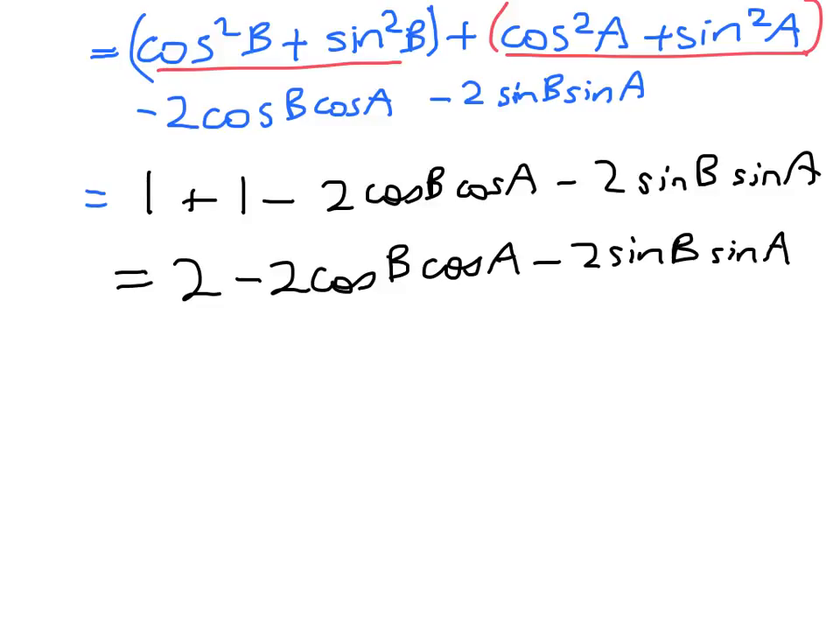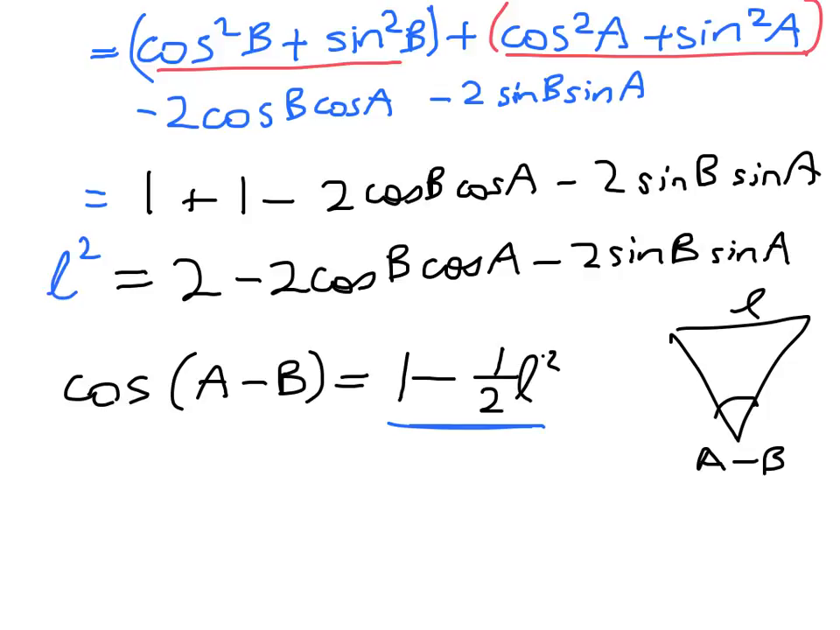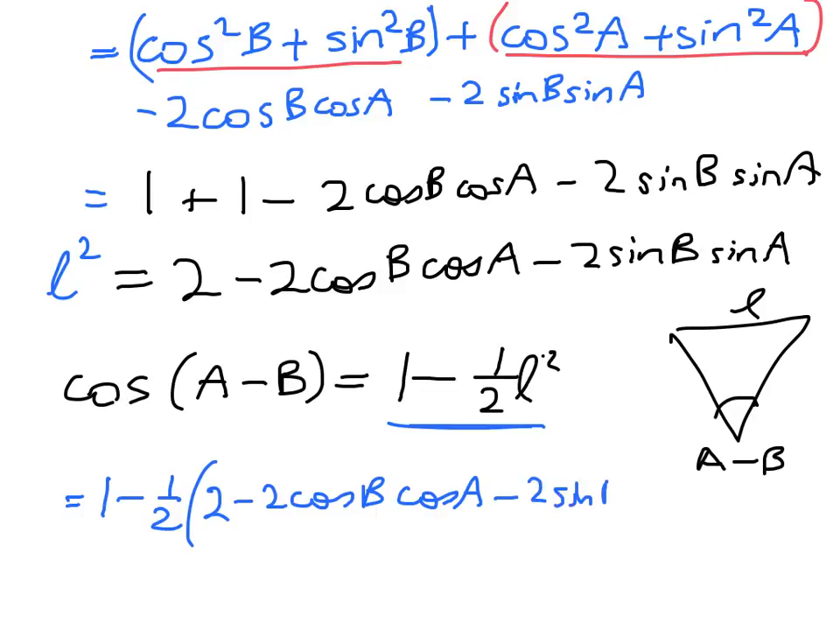But we know from the first half that using the cosine rule we got down to cos of A minus B equal to 1 minus half L squared. So the cosine of that angle in there, A minus B, was as simple as 1 minus a half of L squared. But now we know L squared because of what we just got with Pythagoras. So we can put that in and expand it out, and we get 1 minus a half, 2 minus 2 cos B cos A minus 2 sine B sine A.